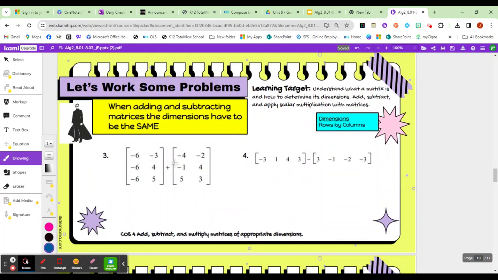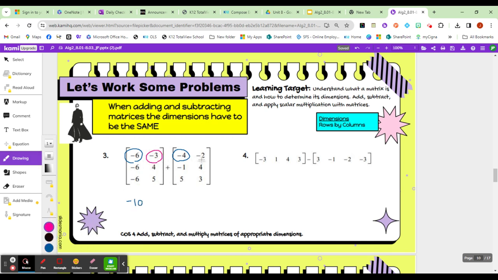So here's an example of adding 2 matrices. Both of these matrices have 3 rows and 2 columns, so you would double check that. And then when you're adding, you're literally just adding the numbers that are in the same spot in the matrix. So you'd add the -6 and the -4. That's going to give you -10.